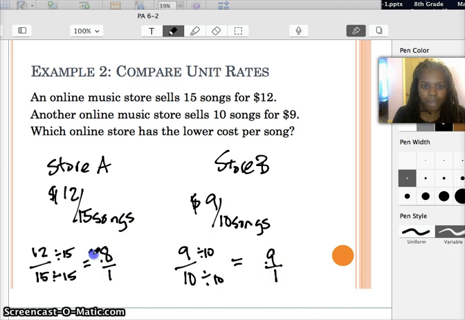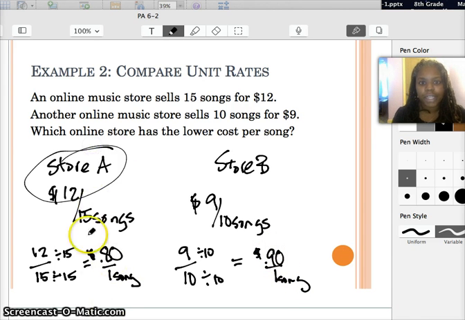So with this in mind, I'm going to put my $ sign here, and I'll put my song down here just to keep my units in order. With this in mind, you realize what the best rate is, and it's from Store A. So which online store has the lower cost per song? It is Store A. All right, let's look at another example, guys.